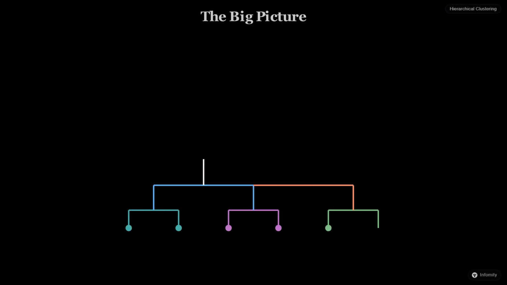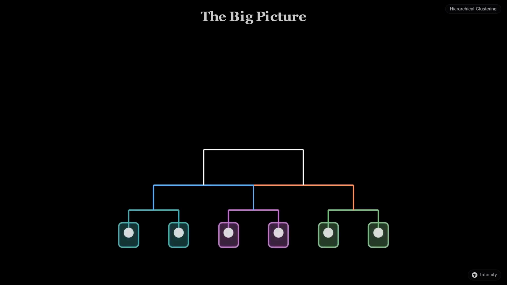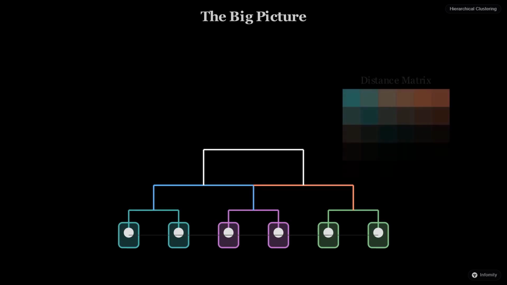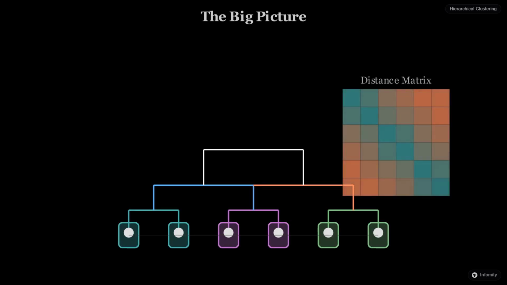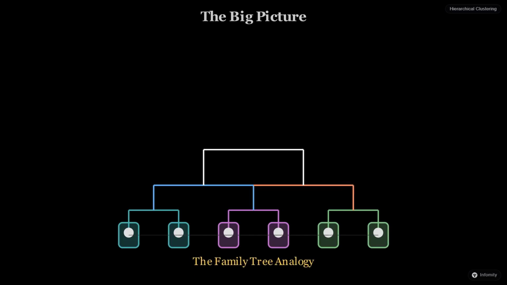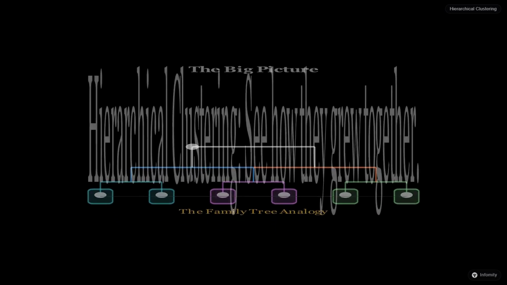From individual portraits to a fully connected family tree, hierarchical clustering reveals the hidden lineage within your data. By merging the most similar points, one by one, we create a map that guides us from the smallest details to the biggest patterns. Next time you face a complex dataset, remember the family tree. Sometimes the best way to understand a group is to see how they grew together.